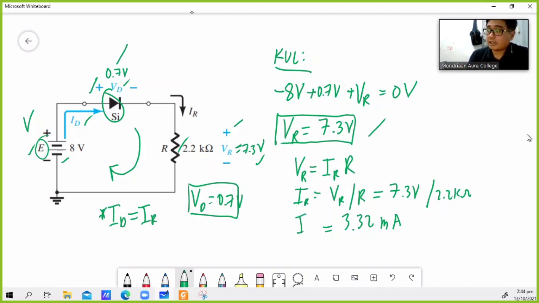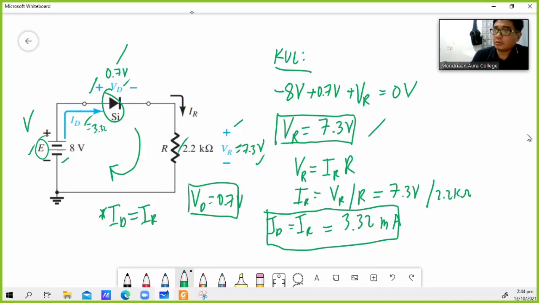So I sub R, yan ang sagot natin. But that is also equal to I sub D. So meaning, ang dumadaan na kuryente dito is equal to 3.32 milliamperes. The same na dumadaan doon sa ating resistor R. Okay? So ito yung sinasabi ko sa inyo, napapakita ko lang.